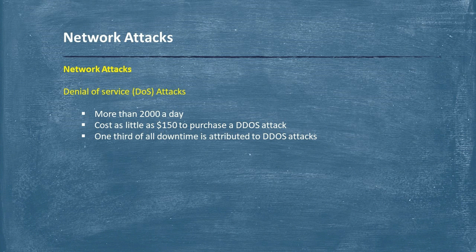How much damage do you think a distributed denial of service would cause? More than 2,000 a day is happening. The cost is as little as $150 to purchase a DDoS. It is available as a service now. One can purchase the tools required, or even spend that much money, $150, to create a distributed denial of service. One third of all the downtime is attributed to denial of service attacks. Interesting fact.